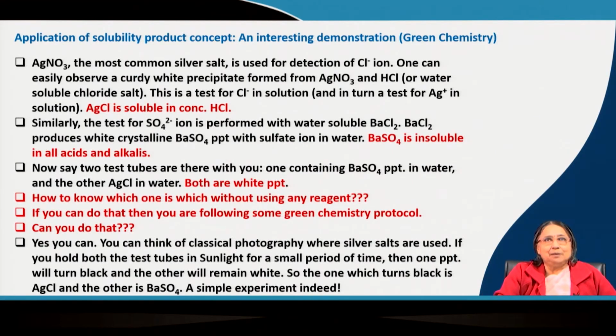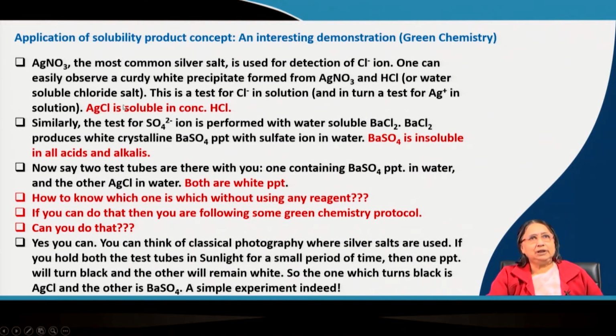Now, a very interesting demonstration of green chemistry. I will ask you some questions here, so please listen carefully. Say for example, silver nitrate, which you know is the most common silver salt, and it is used for chloride ion detection. Then one can easily observe a curdy white precipitate formed from silver nitrate and HCl, that I have already told you. This is a test for chloride ion, and we also use this reaction in chloride ion determination. We all know the Mohr method. In turn it is a method for silver ion also.